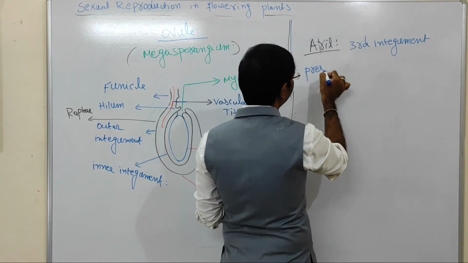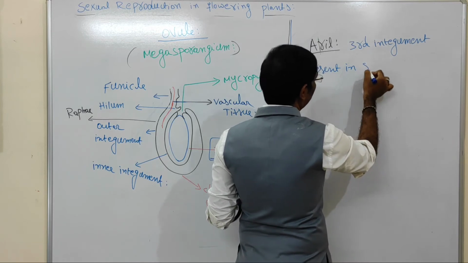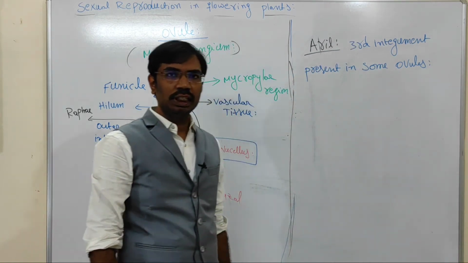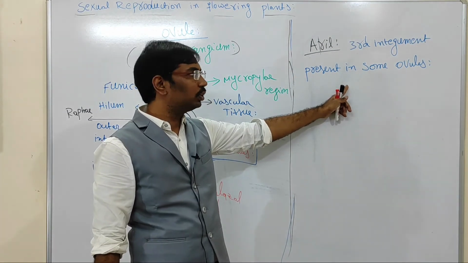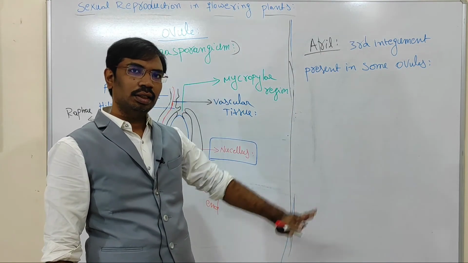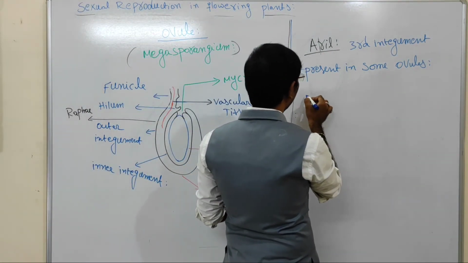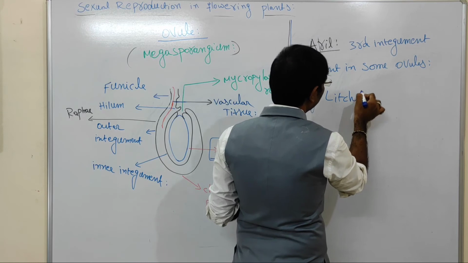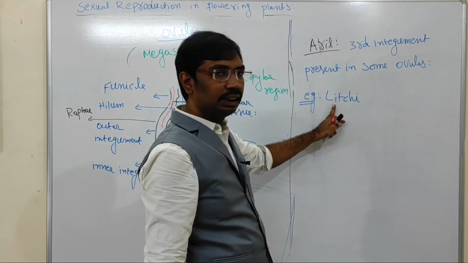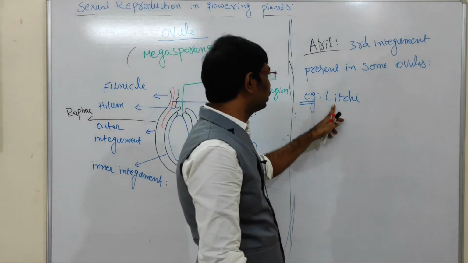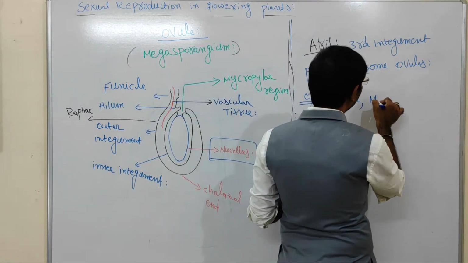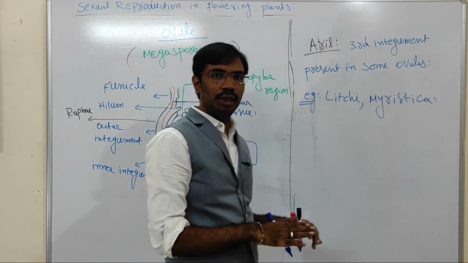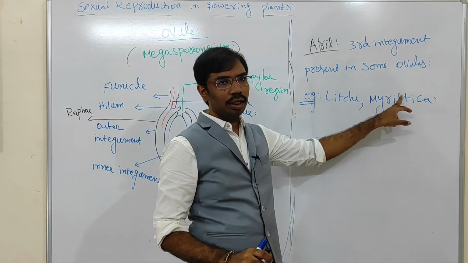The third integument is present in some ovules of some plants. That is called aril. In which plants is that kind of integument present? Example, lychee. The lychee ovule contains the aril, a third integument developed in this ovule. Another one is Myristica. Myristica also contains a third integument.